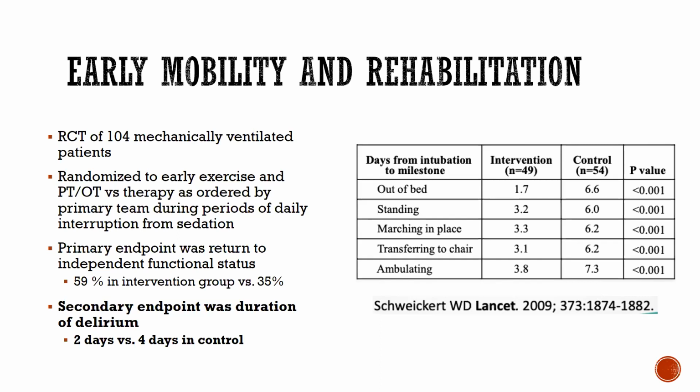You could see the intervention group tended to do better. But the reason I put this up is their secondary endpoint was actually duration of delirium. They found that in the intervention group, the duration of delirium averaged about 2 days versus 4 days in your control. You could also see that the intervention group was hitting some of their milestones, including getting out of bed, transferring to a chair, and ambulating much sooner than their control group, with some statistical significance.